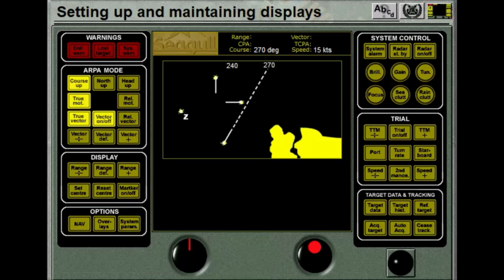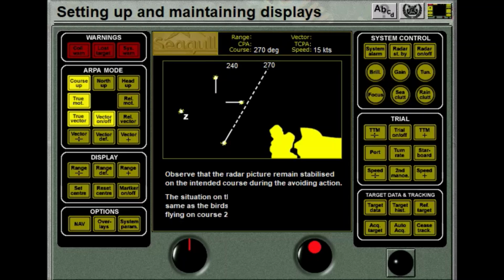Same traffic situation, but own ship has changed course 30 degrees to starboard. Observe that no rotation or disturbances of the ARPA picture takes place during the manoeuvre. Only own ship direction of movement is changed. Observe that the radar picture remains stable on the intended course during the avoiding action. The situation on the ARPA looks very much the same as the bird's eye view, with the bird flying on course 240 degrees.